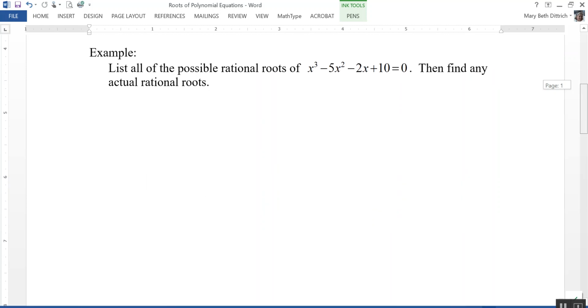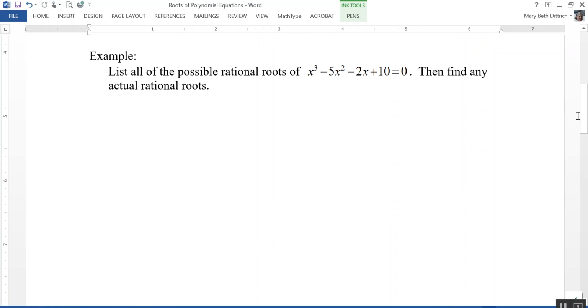We need to list all of the possible rational roots of x cubed minus 5x squared minus 2x plus 10 equals 0, then find any actual roots. Recall that p is going to be all of the factors of the constant term. So p is going to be the factors of 10. The factors of 10 are positive or negative 1, positive or negative 2, positive or negative 5, and positive or negative 10. So there are actually 8 possible factors.